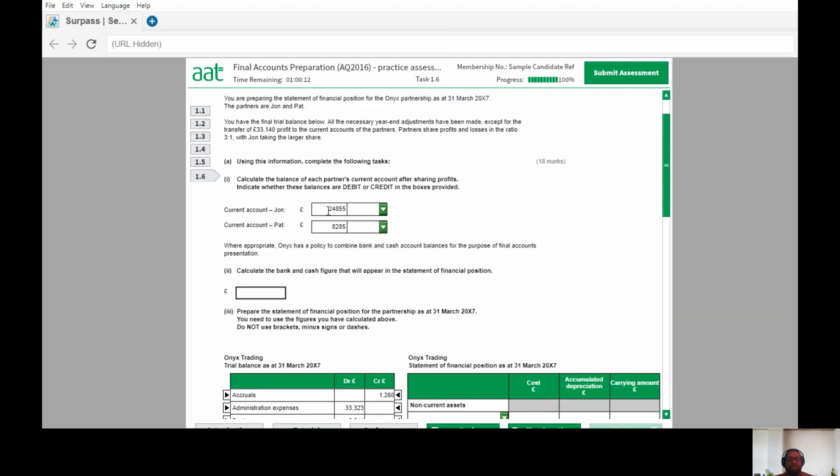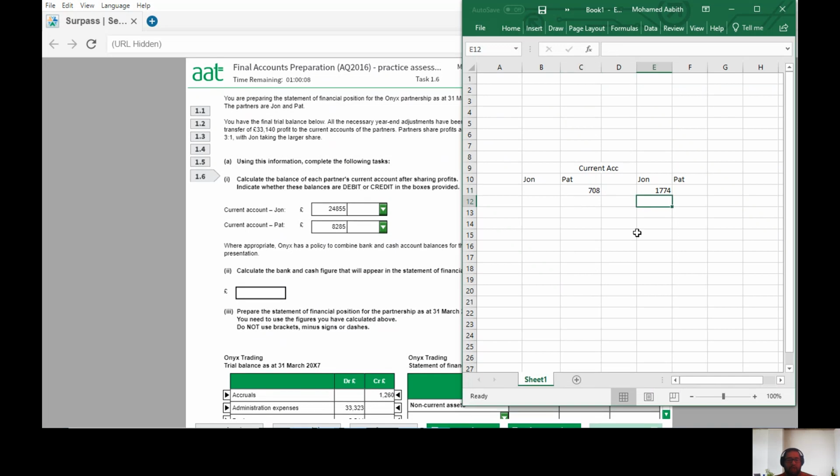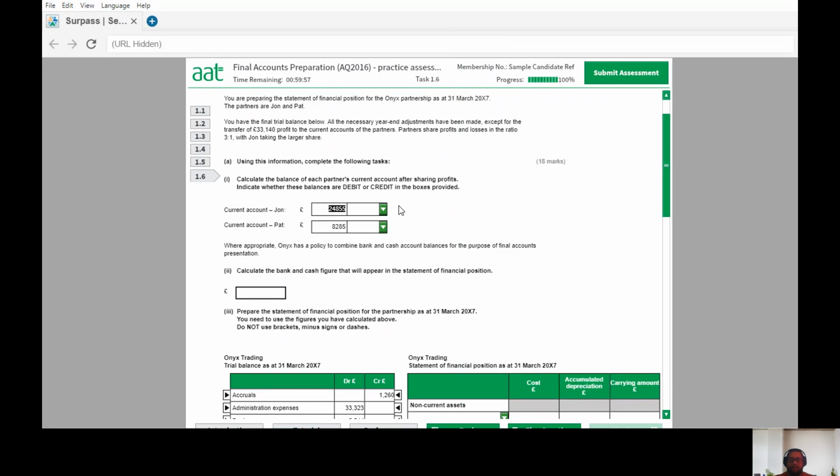We need to appropriate this share of profit into those two accounts. So here, John will have 24,855 and Pat has 8,285. So this is the new reality of the accounts. After we reconcile those two balances, they're asking you what will be the new balance. Both of them will have a credit balance now. Credit and credit.